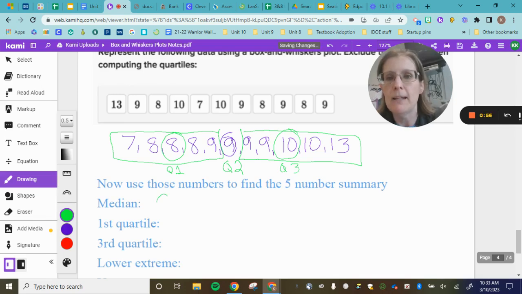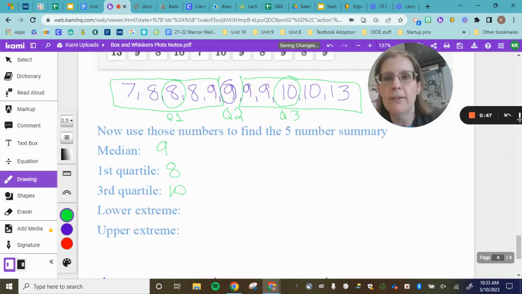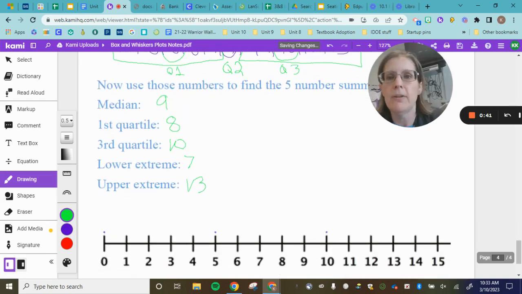And then I list them. My median was 9. My first quartile is 8. My third quartile is 10. My lower extreme is 7. And my upper extreme is 13. Now when we put the dots, I put a dot above the number line. So 9, put a dot. 8, put a dot. 10, put a dot. 7, and 13. So I have my 5-number summary.